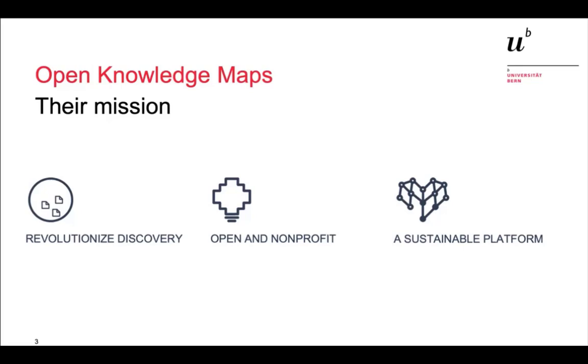And Open Knowledge Maps is based on the principles of open science. So content, data, and software are shared under an open license. And their goal is to create an inclusive and sustainable platform that can be used by anyone, regardless of geography, of stakeholder group, and age. So they want to have no barriers to the knowledge maps.